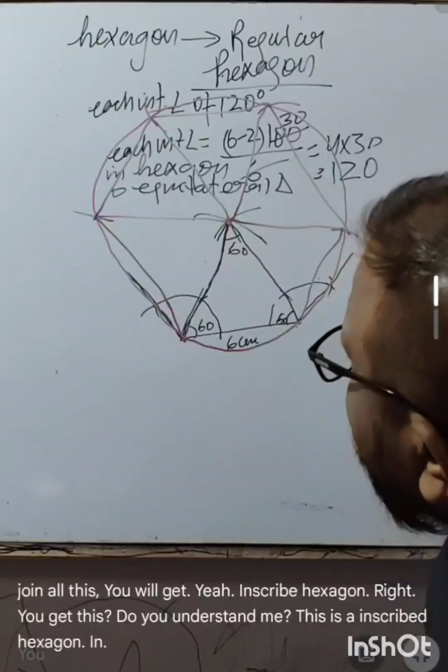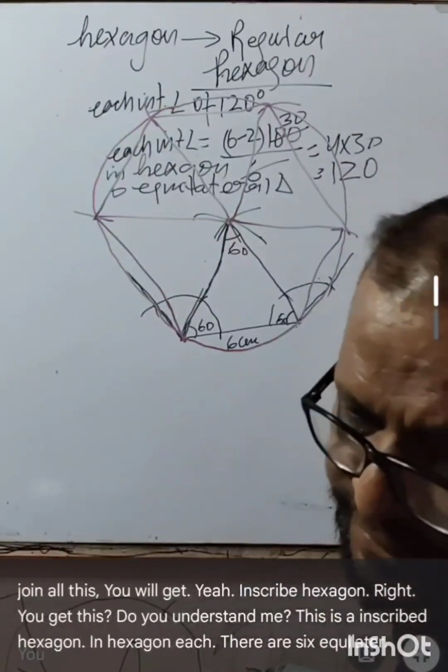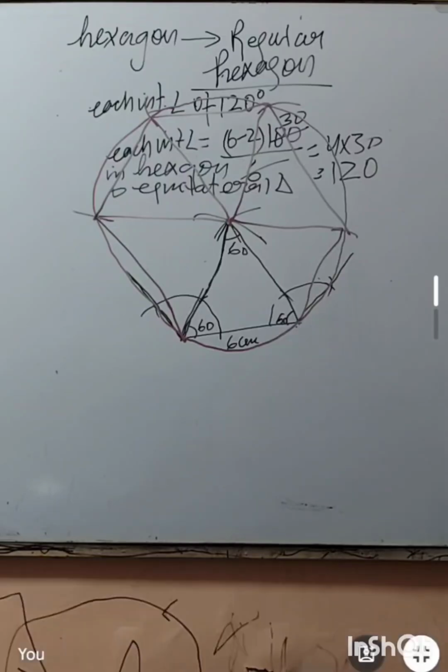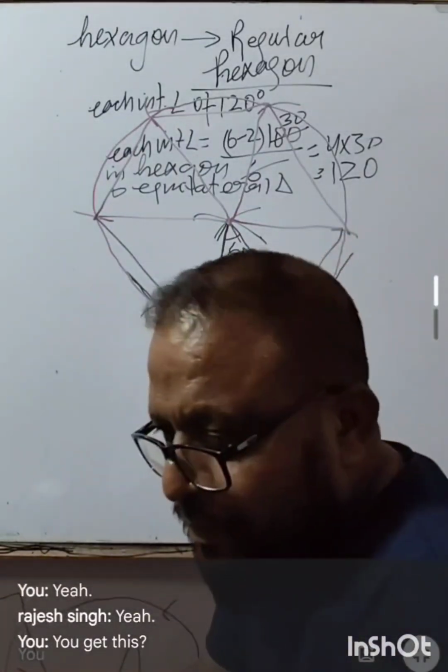In hexagon, there are 6 equilateral triangles. Fine. You get this?